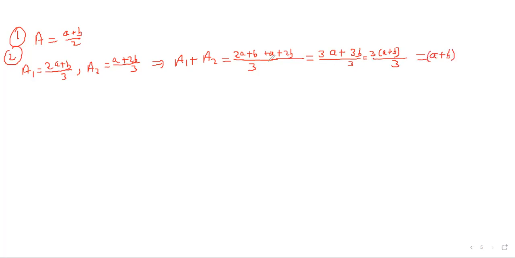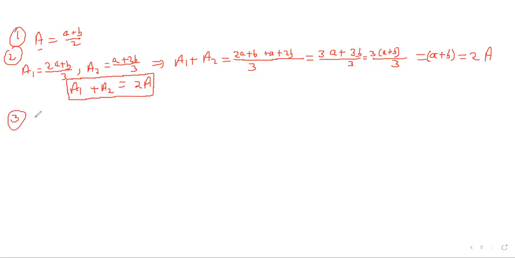So it is equal to A plus B. Can you conclude something out of this? The sum of two arithmetic means is A plus B. Is it related to the single arithmetic mean? (A plus B) upon 2, it is twice of it. Means the sum of two arithmetic means, A1 plus A2, equals twice the single arithmetic mean.